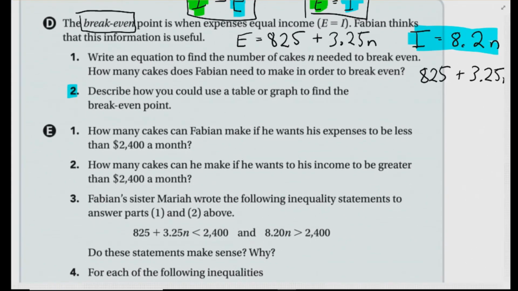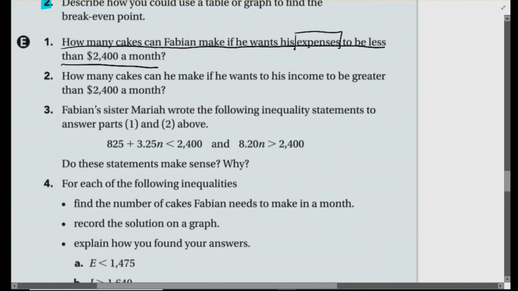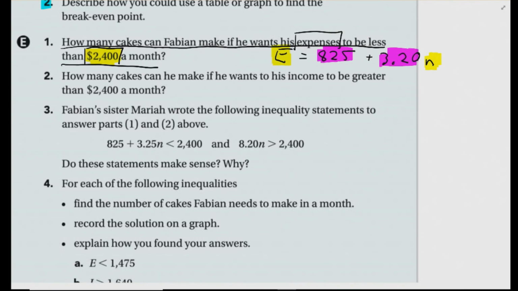Okay, let's skip over this one for a little bit, and now let's take a look at this. How many cakes can Fabian make if he wants his expenses to be less than $2,400 a month? So this is an equation that deals with expenses already, and we know the expenses are equal to 825 plus 3.20n. Because it tells you 2,400 are my expenses, the common thing you might want to ask yourself is, what variable am I going to be replacing with that? Remember, in an equation, you can only replace a variable. So what I have highlighted in purple, you are not allowed to touch. And when you replace a variable, typically you would only replace one at a time.